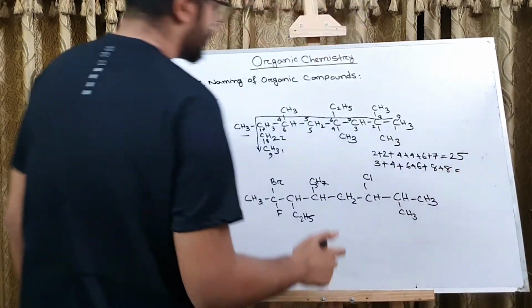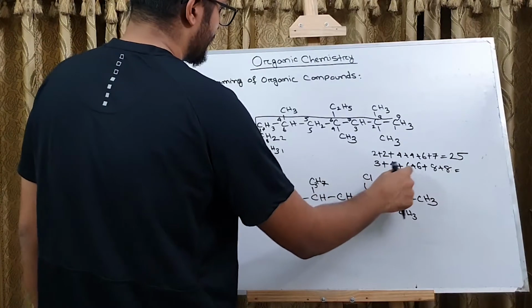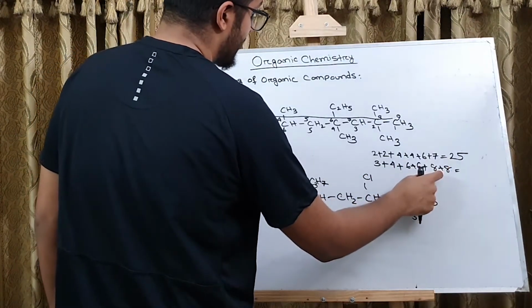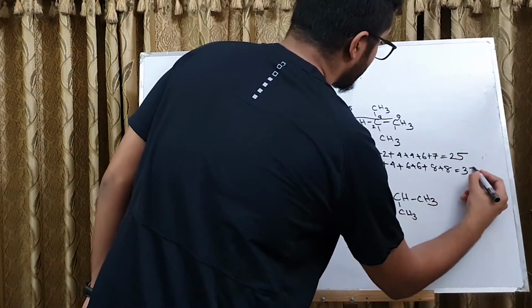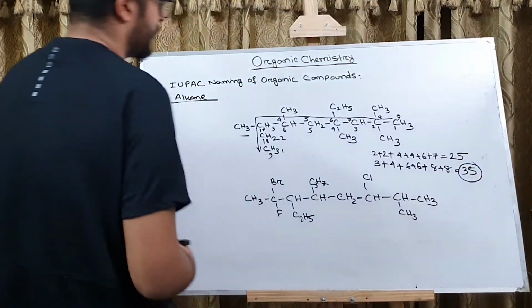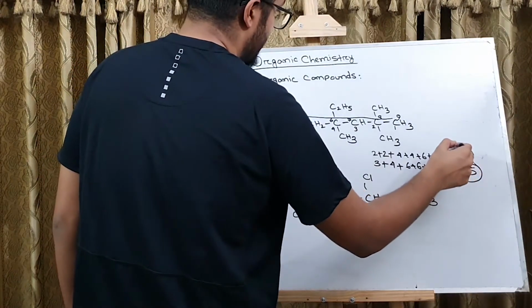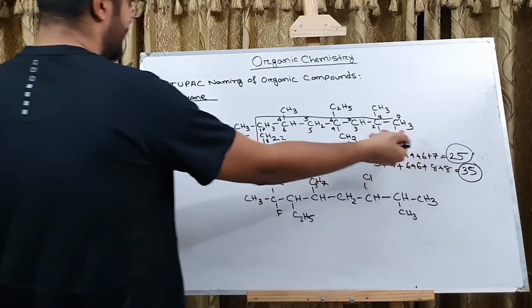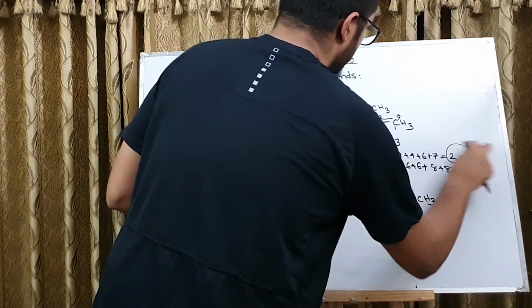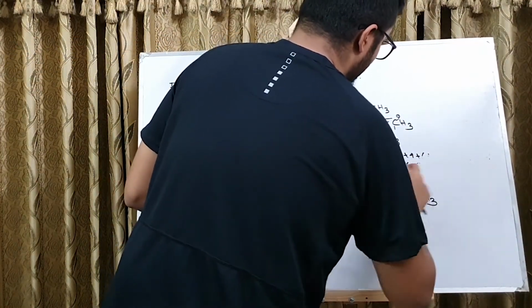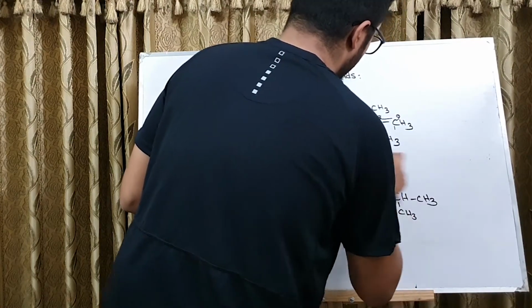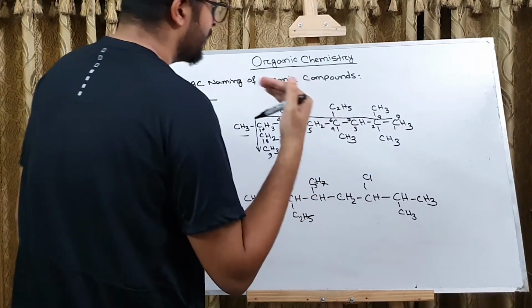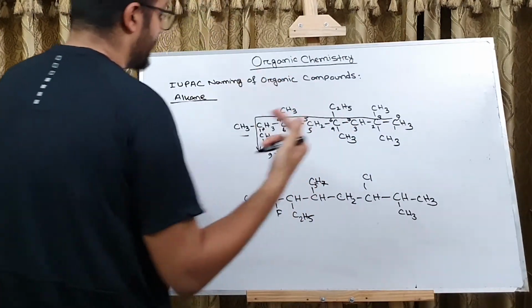So the summation would be 3 plus 4, 7, 6, 6, 12, 12 plus 7, 19, then 27 and 35. So this is obviously greater, and hence I have to select the least one. So I'll have to number it from right to left. Clear? Now I have identified the longest chain and I know from which side I'll have to number. So I will just write down the substituent groups in alphabetical order.